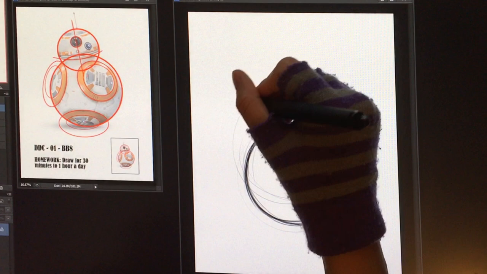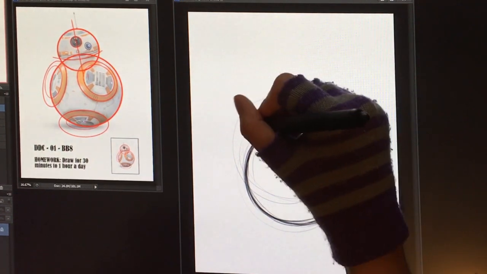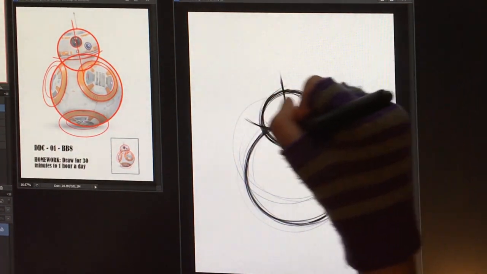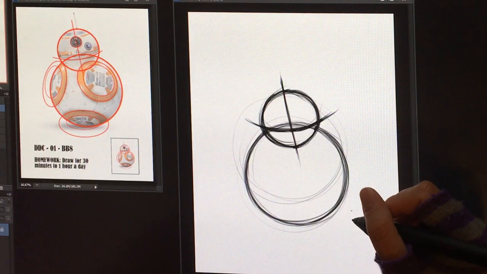How do you feel about that? Do you feel like you've made it too curved? You don't want it like this. You don't want it totally straight. It's just a little bit curved, okay?